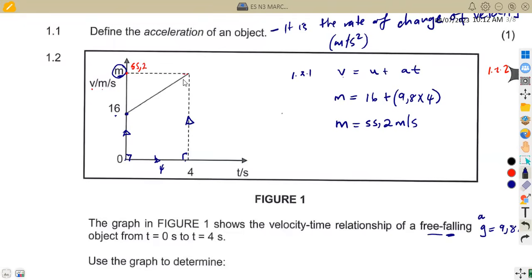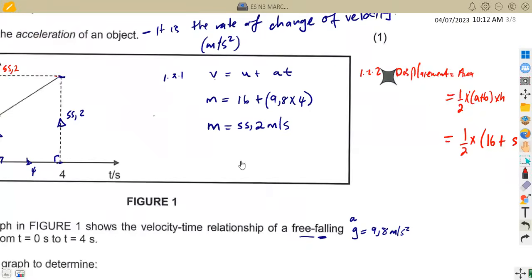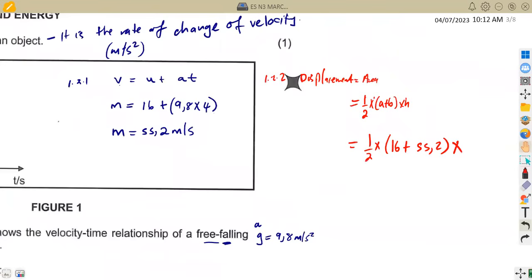So you've got 16, and this side from this point up to this point is equivalent to 55,2 in this case. All right, so you're going to use 16 and 55,2 as your parallel sides. So that means your area of a trapezium is half multiplied by 16 plus 55,2 for the parallel sides, times the perpendicular height, which is the time from 0 to 4, which is 4. So this is what you're going to have.